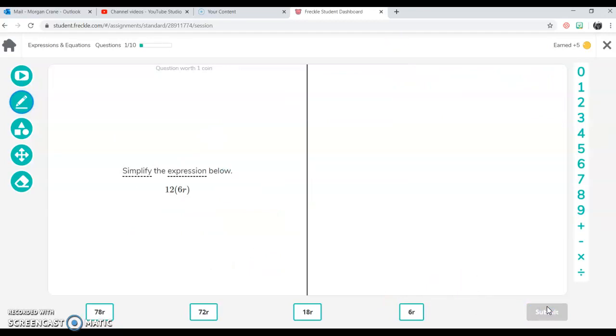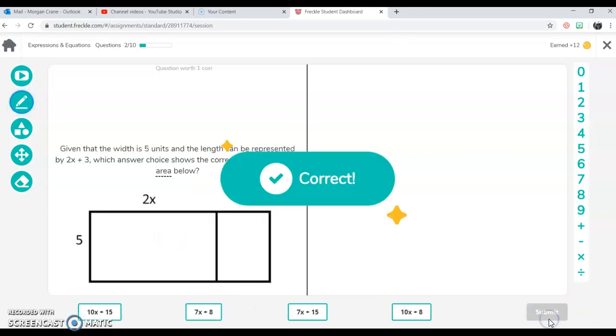Boom, got it correct. Alright, then this one they want you to simplify the expression. All you have to do is distribute 12 times 6r. What's 12 times 6? 72. Put your r behind it. And there you go. Super easy.